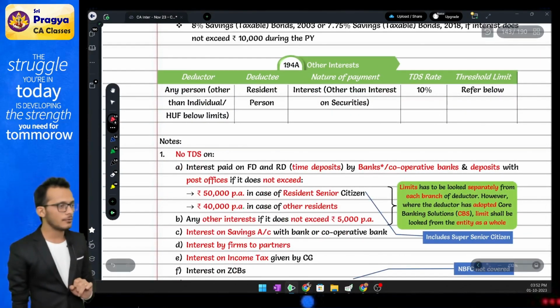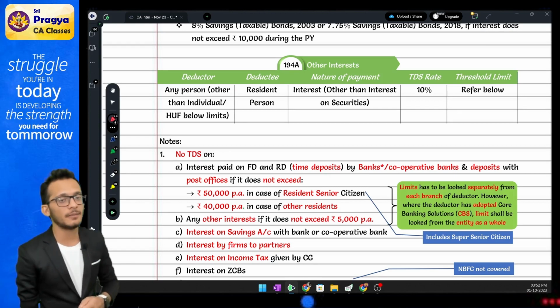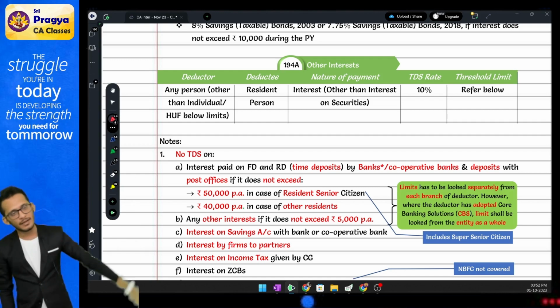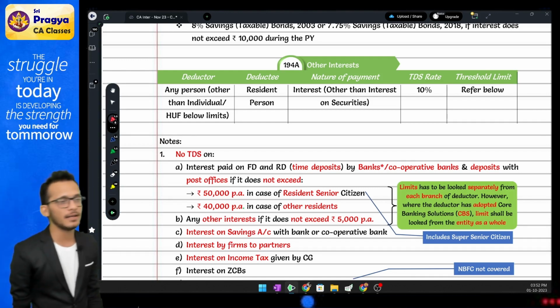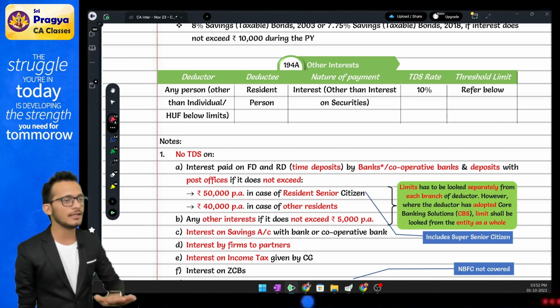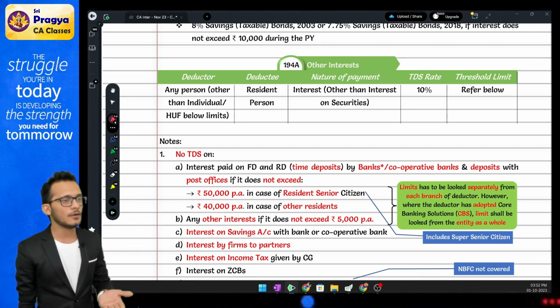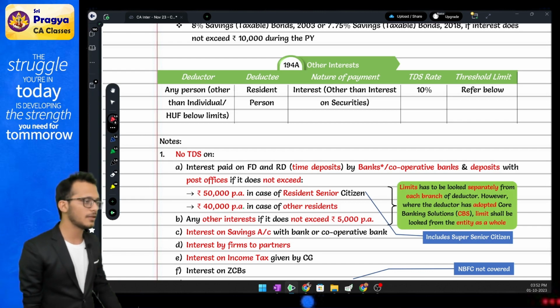194A says that if you have an interest from a deposit, TDS will be at the rate of 10%. TDS will not apply in case the bank deposit interest is not more than 40,000 for a normal person and 50,000 for a resident senior citizen. 5,000 if it is from a company.